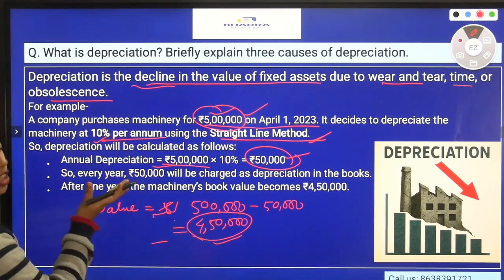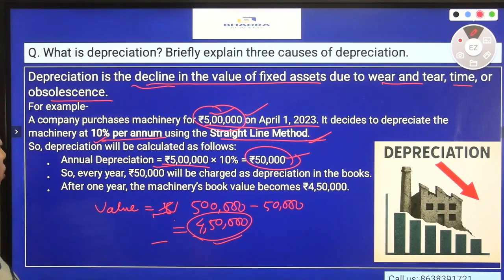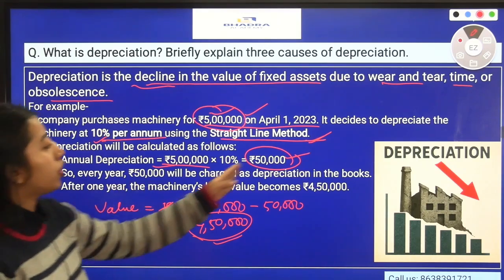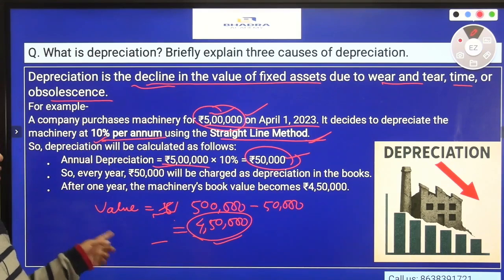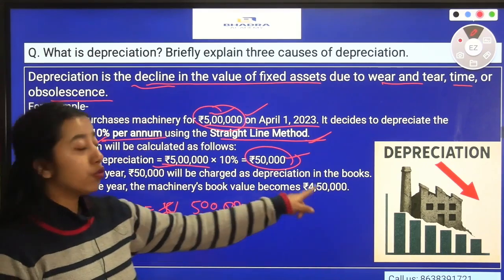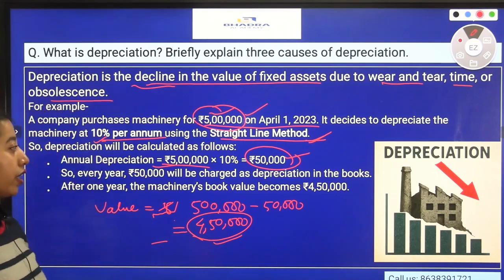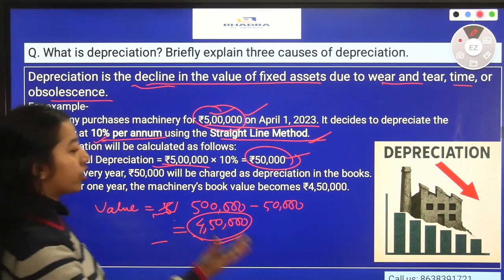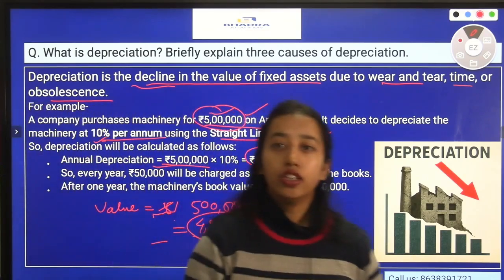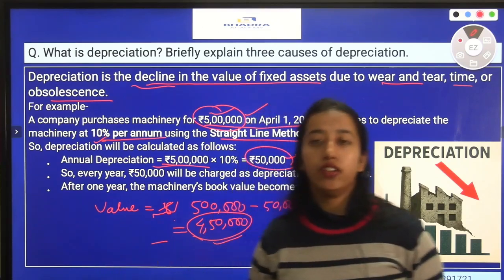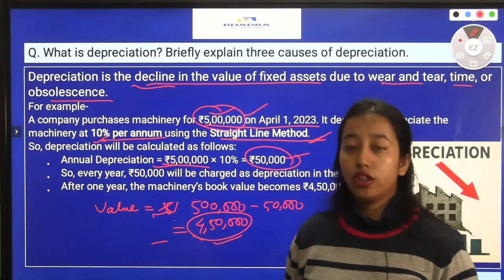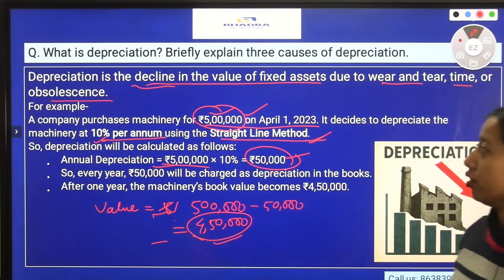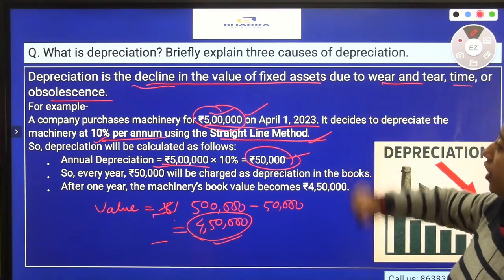Why? Because depreciation is charged on that asset. So every year 50,000 will be charged as depreciation. After 1 year, the machinery book value becomes 4 lakh 50,000, and in the next year again 50,000 will be deducted. So in the next year the value will be 4 lakh. So eventually the value of that asset will decrease. So this is called depreciation. It is the decline in the value of fixed assets.